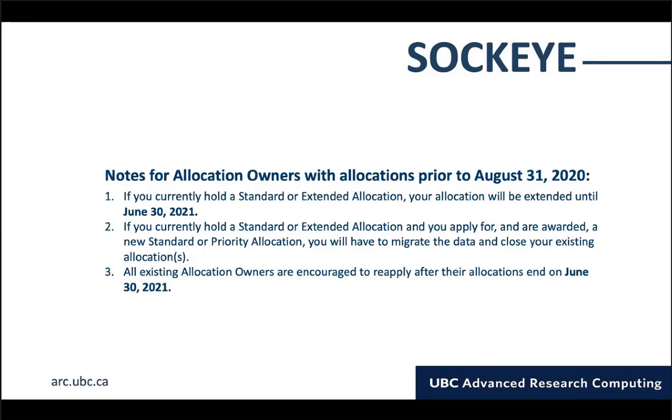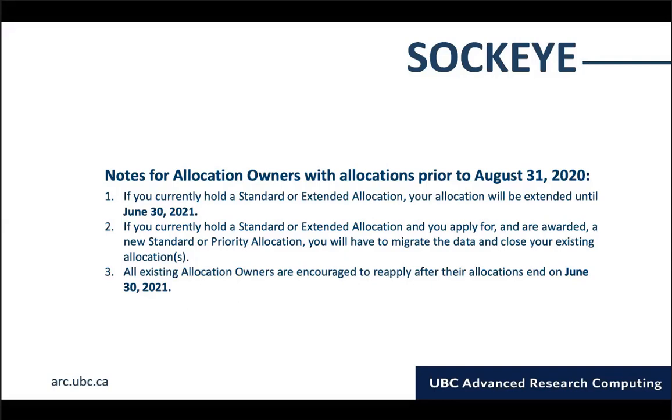But anyone who holds an allocation that they got prior to August 31st of this year, your allocation will now be ending on June 30th, 2021. If you currently hold a standard or extended allocation and you apply for and are awarded a new standard or priority allocation, and I'll explain what that is, you will have to migrate your data and close your existing allocations. So we're really encouraging all existing allocation owners to keep their allocations as they are. If you're happy with your allocation, keep it as it is. You don't need to reapply for a new allocation. You keep your allocation, you keep doing what you're doing, and your allocation will extend until the end of June next year.